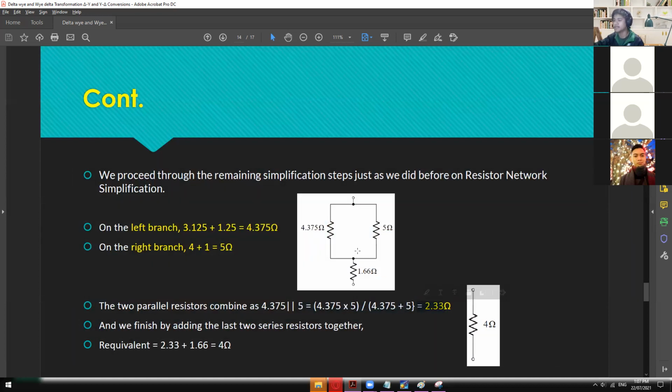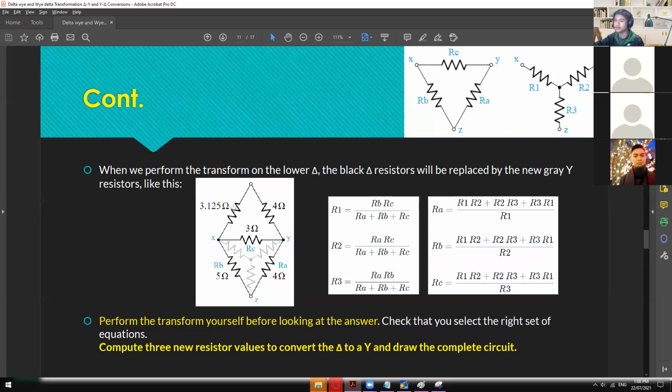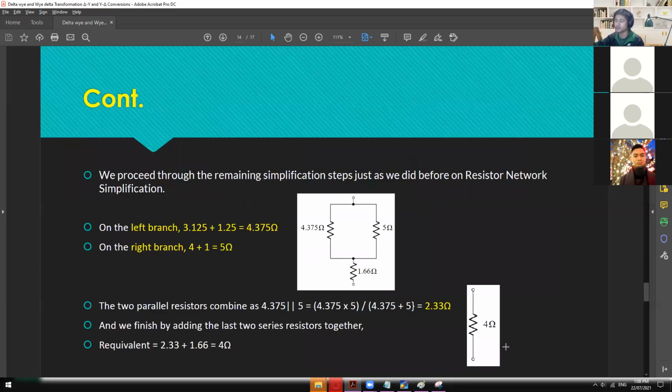After combining them, of course, it is now in series connection with this 1.66 ohms. So 2.33 plus 1.66 is 3.99, or let's just say 4 ohms right here. So there you go. We now have a single resistance, from 1, 2, 3, 4, 5 resistances into a single resistance.